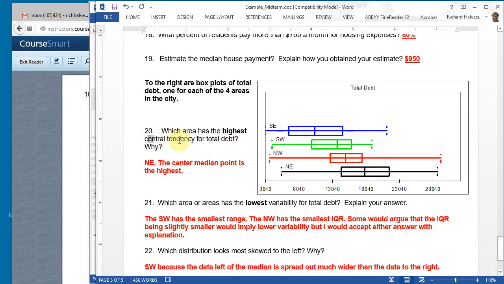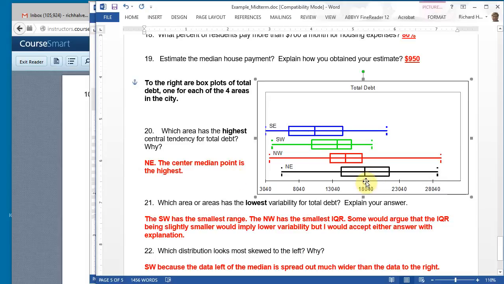Okay, central tendency, that would be median. We're looking at the median here. And the median in a box plot is just the vertical line in the middle. So we have southeast looks like is the lowest. Southwest is next. Northwest is next, and northeast is the highest debt. See, so the median is the highest. This is debt down here. And so we have northeast because the center median point is the highest.